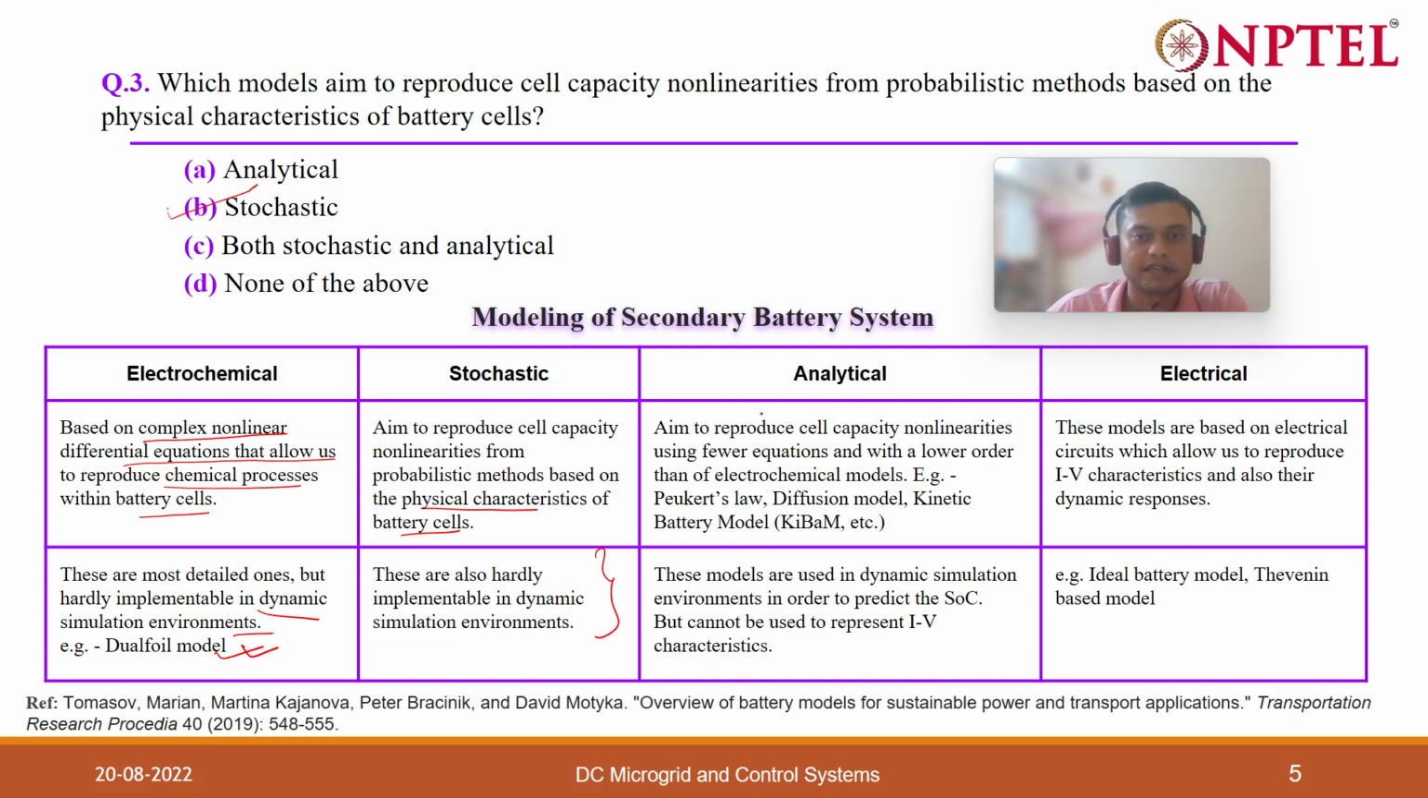And if we see the analytical models, these models aim to reproduce cell capacity nonlinearities using fewer equations and with a lower order than electrochemical models. These are the most widely used in dynamic simulation environments in order to predict the associated state of charge. Examples of this model are Peukert's law, diffusion model, and kinetic battery model. But these analytical models cannot be used to represent IV characteristics.